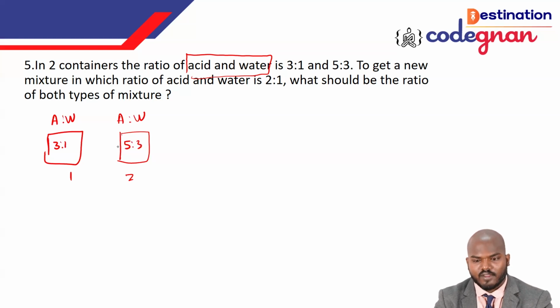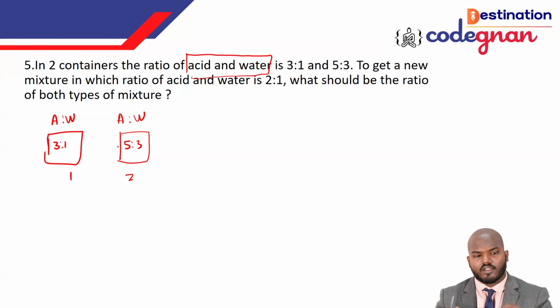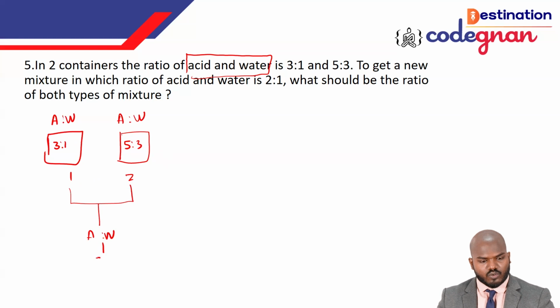Okay. So this is the conditional thing. We have the proportion here in place. Okay. So we get the new mixture in this particular ratio. Once it gets mixed, you need the ratio in the new container, that is 2:1. That is the way you need to get the value of this.